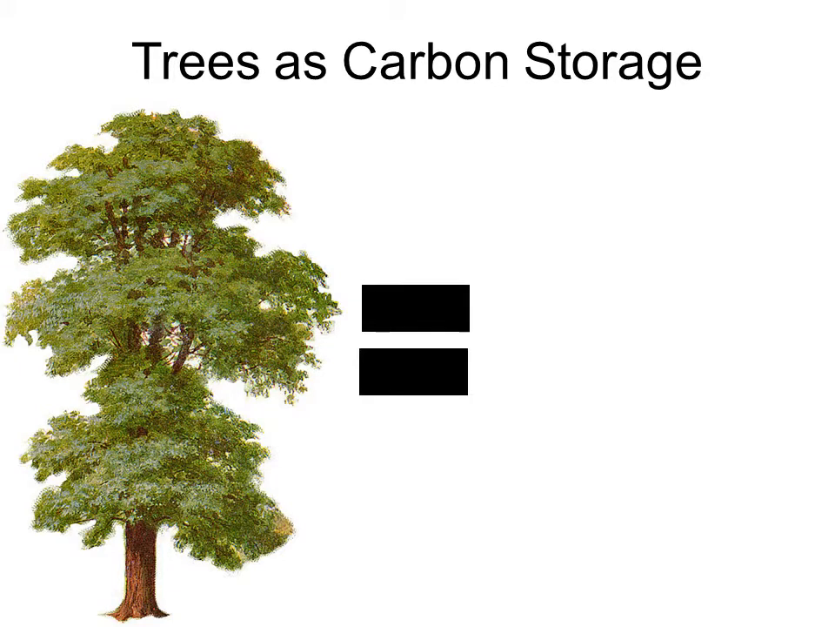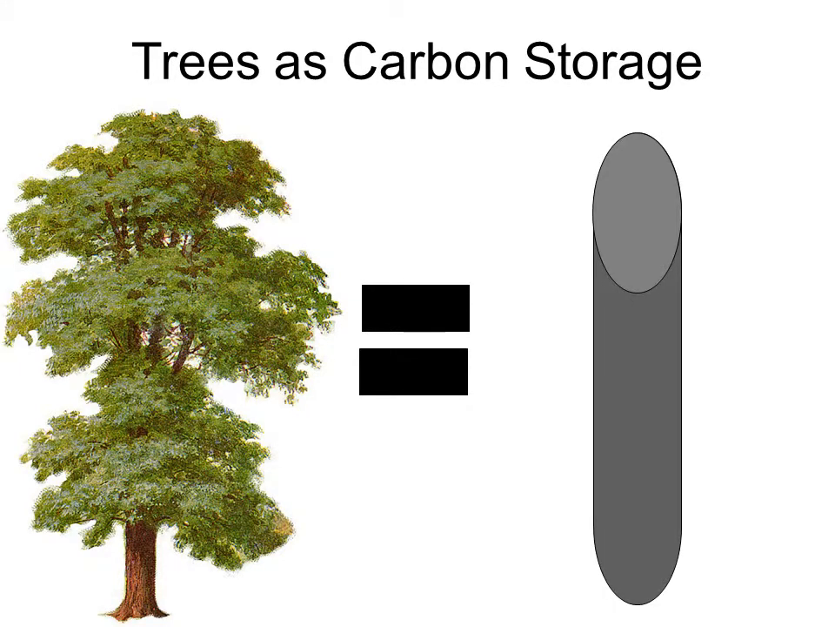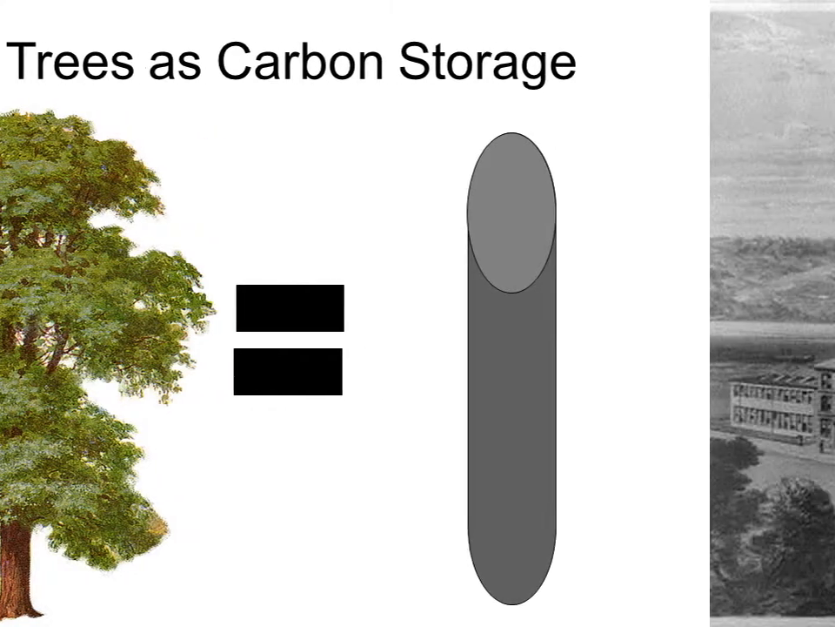A tree is basically a giant cylinder of carbon. As the tree grows, carbon continually accumulates within the body of the plant, and once it reaches a mature size, the carbon is retained in solid form and is thus kept out of the Earth's atmosphere.